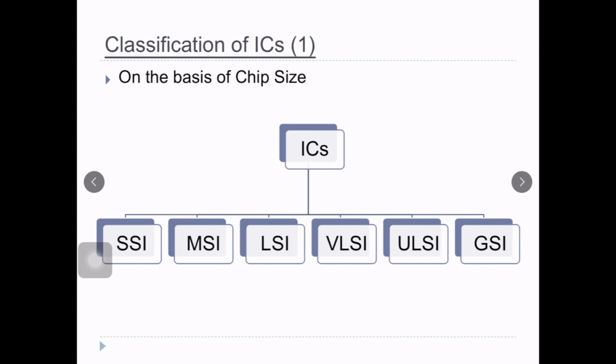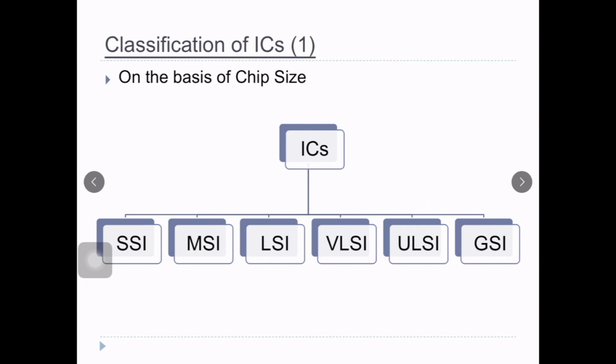Now the classification of ICs on the basis of chip size. As we know, we are able to fabricate a large number of components in a small area. So as the technology is improving day by day, more and more transistors are incorporated in a single chip. Depending on the number of transistors incorporated, the IC can be classified into 6 categories as shown.